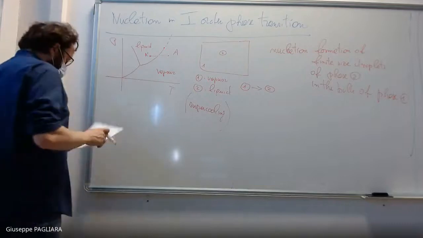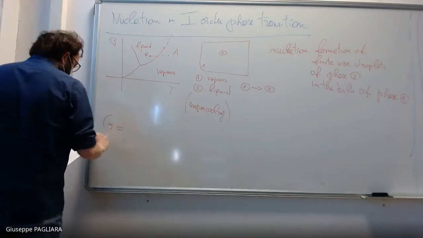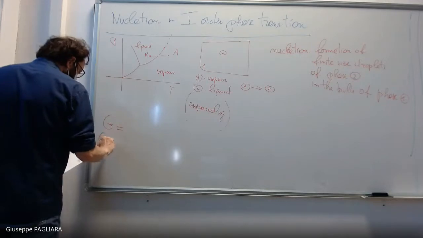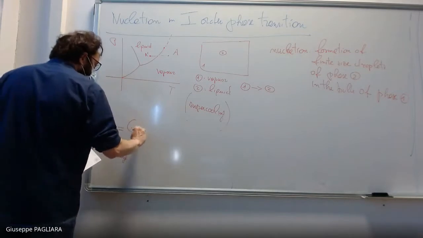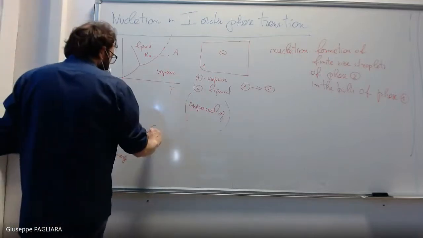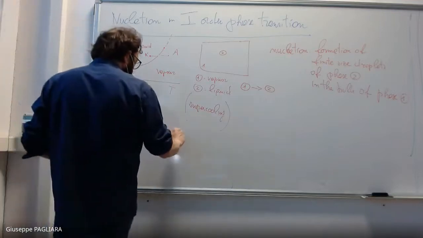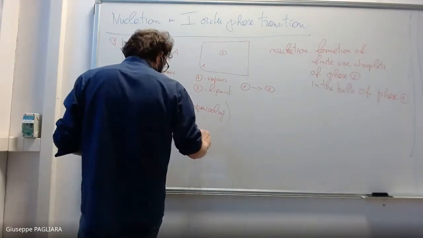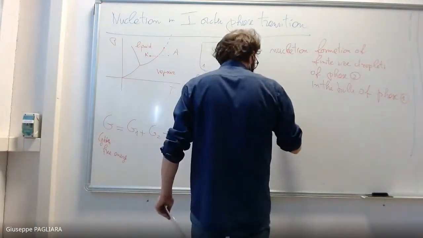We describe the situation as follows. Suppose that we take G, which is the Gibbs free energy, and let's call G1 the Gibbs free energy of phase 1, which is the vapor, G2 the free energy of phase 2, and here we have to add a term, which is this term here, that is related to the finite size of the droplets, where sigma is called surface tension.